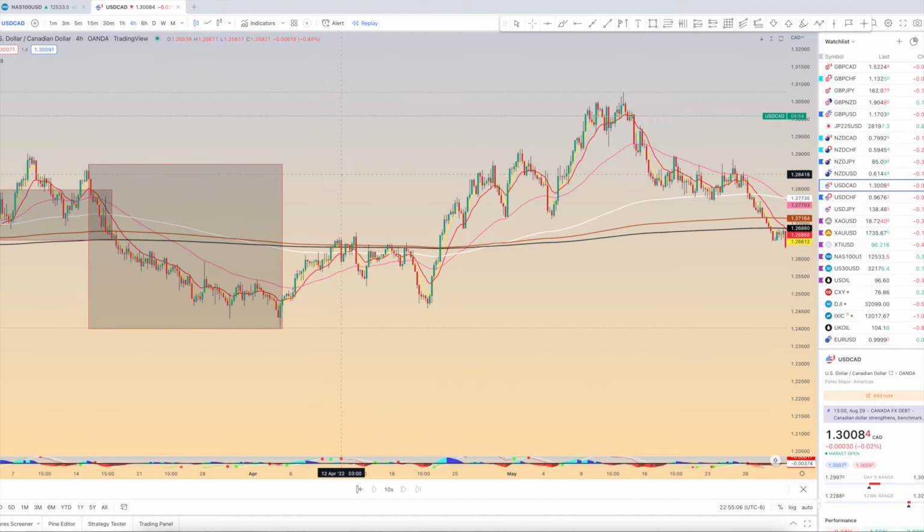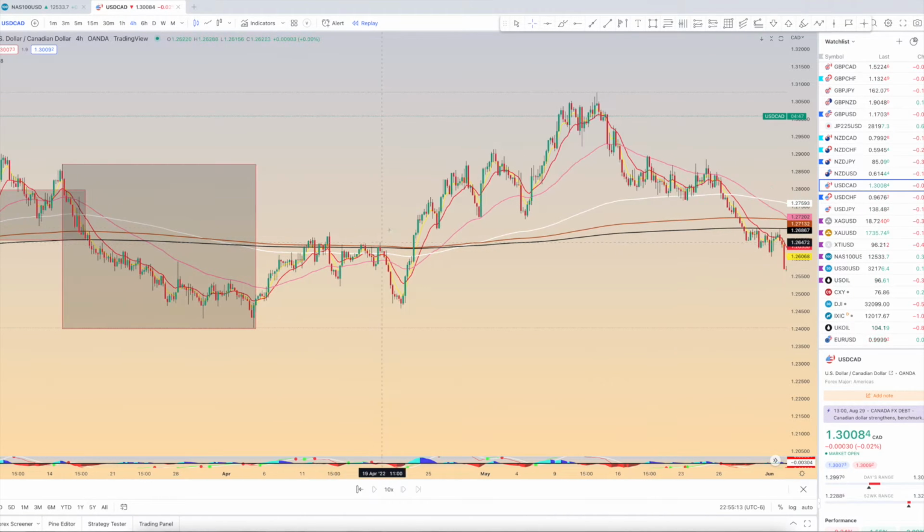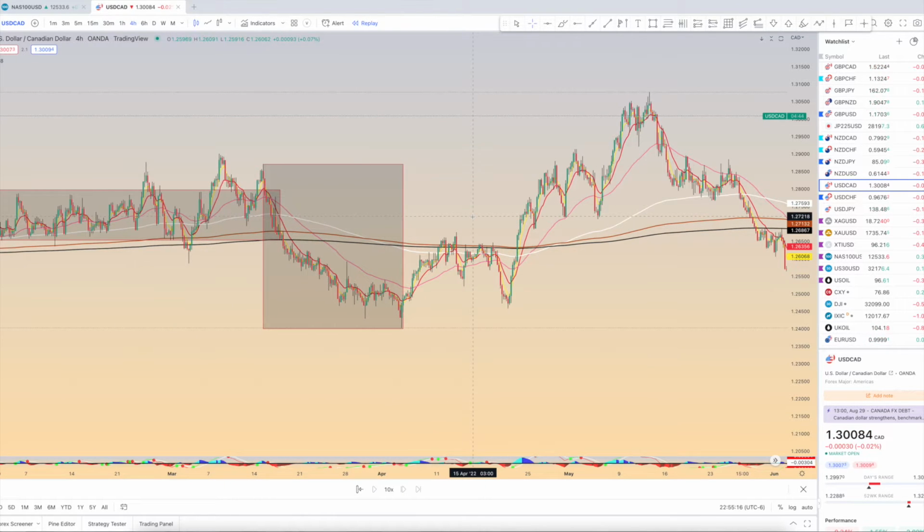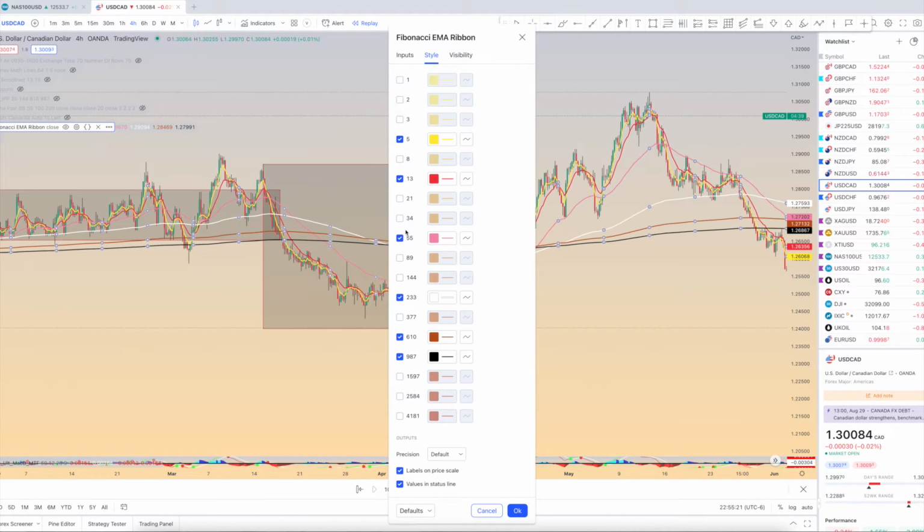EMA stands for Exponential Moving Average, and each line signifies how many candles come before it collects that data. So I'll show you my EMA settings right here. It's 5, 13, 55, 233, 610, 987. What that means is this yellow line collects data from the 5 previous candles in order to show where this line is actually moving. The red one collects data from 13 previous candles at its current position.